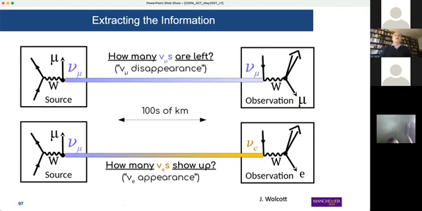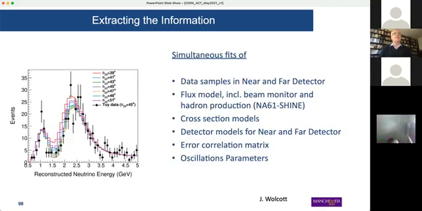Just a reminder, how do we now extract the information from this? We start with a muon neutrino beam, and then we look for the muons here and the electrons here. That defines whether we have a muon neutrino or electron neutrino. This is the disappearance measurement. This is the appearance measurement. And now we fit all this. And this is how we extract the information.